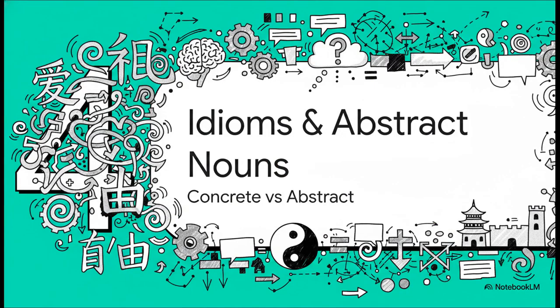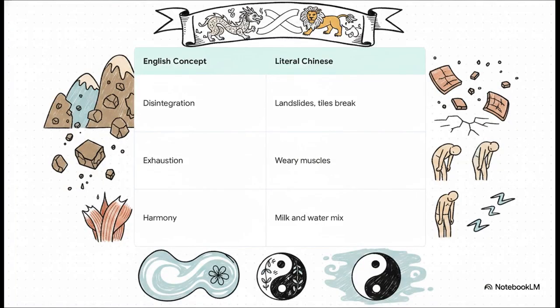Let's dive into Section 4, Idioms and Abstract Nouns. When it comes to handling abstract concepts, Chinese uses these incredibly vivid images from the natural world, whereas English often leans on somewhat sterile clinical terms. For instance, instead of saying a word like disintegration, Chinese uses an idiom that literally translates to landslides and tiles disintegrate. Or for total exhaustion, it's the muscles are weary and strength used up.